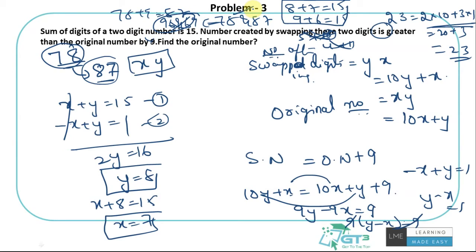You could also do it this way, but you need to be able to understand whether it is 78 or 87 by reading the problem clearly. Which one is greater? The number created by swapping is 9 more than the original, so the original number is smaller. So 78 is the original number and the swapped is 87. That's also important because the options would have both 87 and 78 for this question.